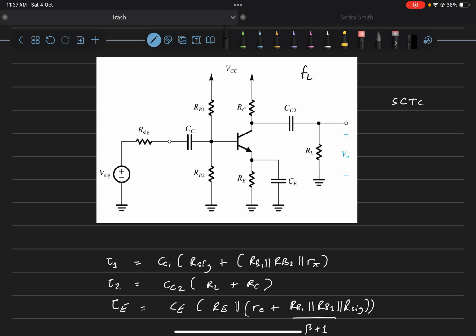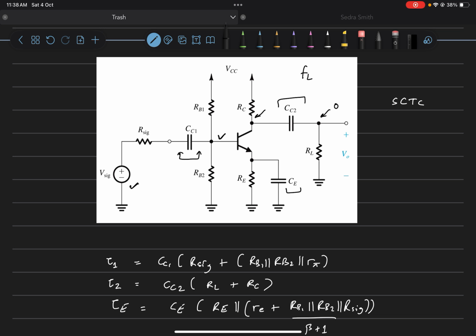FL is limited by the decoupling caps that we have. This is the decoupling cap for decoupling the DC bias with the base voltage. This is to decouple RE, this is to short RE for AC, and this is to remove DC from the output. So these are decoupling caps that couple the DC values. Let's say CC2 is decoupling the DC value between this node and this node. Here the DC value is 0, but here you will have some DC value depending on the quiescent operating point.